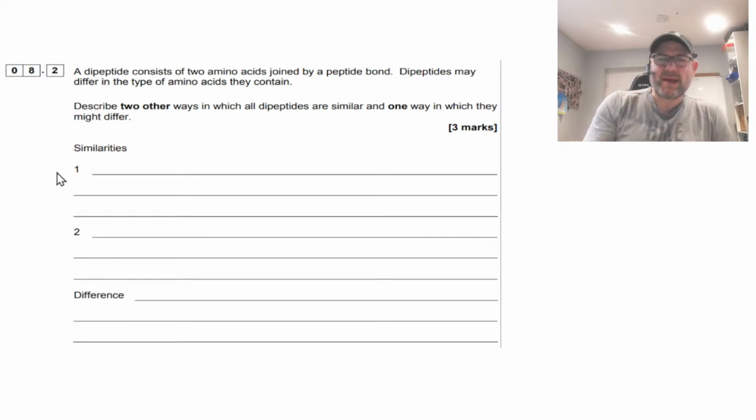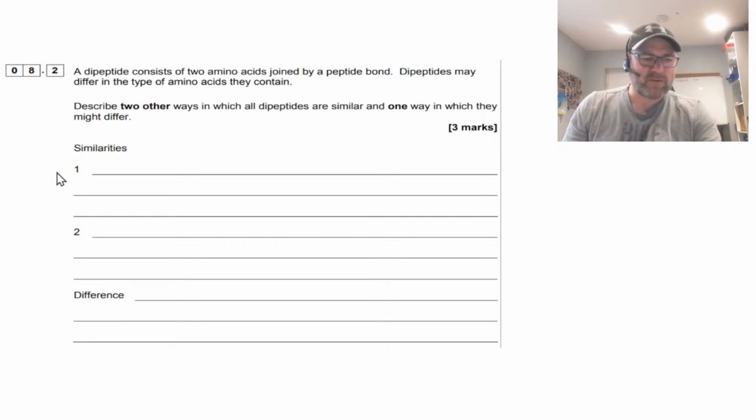If you think about amino acids, what's one way that all amino acids are similar to each other? Or two ways that amino acids are all similar to each other? What groups do you find on all amino acids? And what's a different part of an amino acid, something that's different?